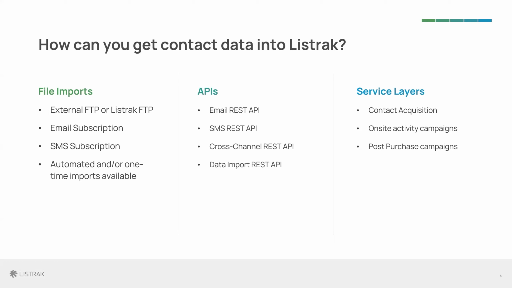Another area that I want to speak to is our service layer. All of our on-site activity tracking or contact acquisition points throughout your website, or post-purchase campaigns that are triggered from an order on site. These are service layers that can also create contacts in your lists and programs, update those contacts with new information, and trigger automations to utilize shopping cart abandonment information, product browse abandonment information, post-purchase campaigns as we see here, and other programs as well.